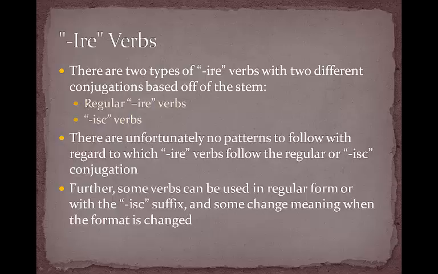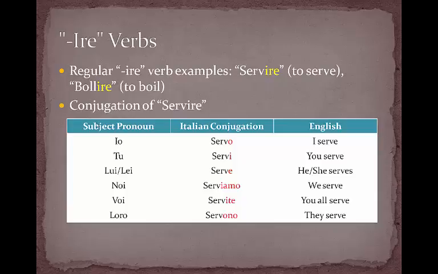But I'm going to run through both regular and isc ire verbs. So I've got regular ones first. The two examples I have here, servire and bollire, mean to serve and to boil. So let's conjugate servire. We have servo, servi, serve, serviamo, servite, servono. Servo, servi, serve, serviamo, servite, servono. The English equivalent is right here.